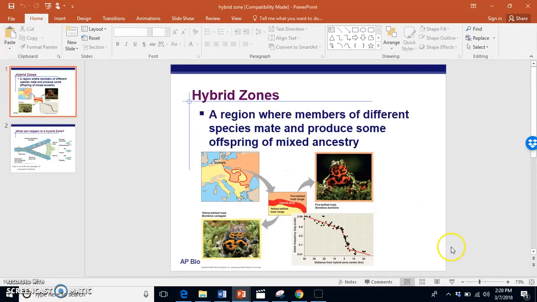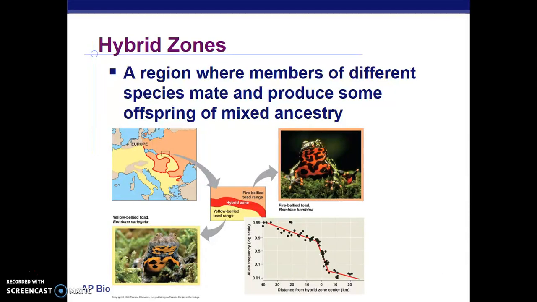So, here we go. A hybrid zone is a region where two species that were once the same species but have separated into two meet and mate and usually produce some hybrids, or offspring of mixed ancestry. Here's an example. We have these two toads. One is a yellow-bellied toad and one is a fire-bellied toad, and they were once the same species that separated into two. This is in Europe.